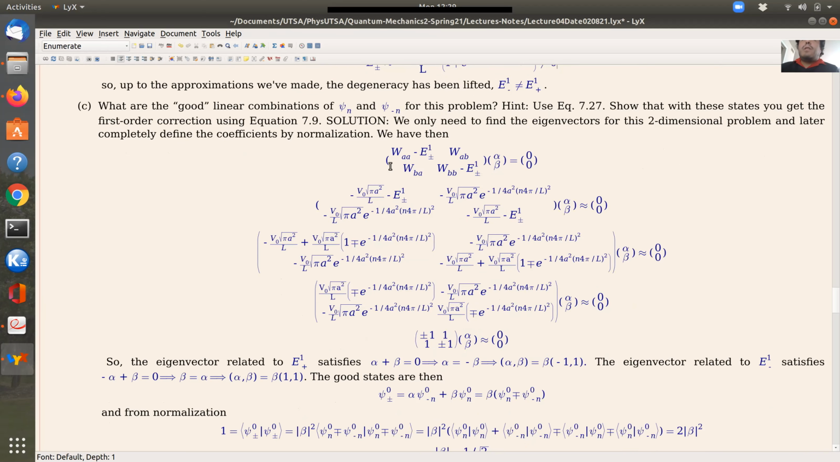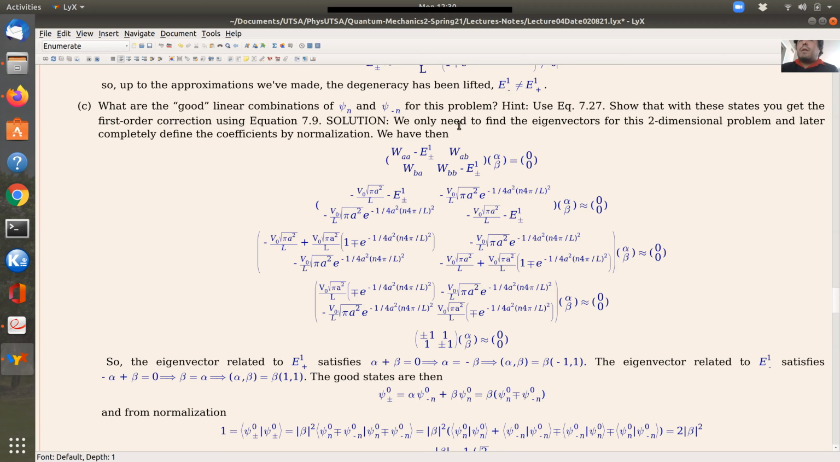So, okay, what are the good linear combinations of, so this is a different part of the exercise, of psi n and psi minus n for this problem? Okay, let's think about it, right? And they also give you a hint, which is use a given equation and show that with these states you get the first order correction using equation 7.9. Okay, the solution goes as follows.